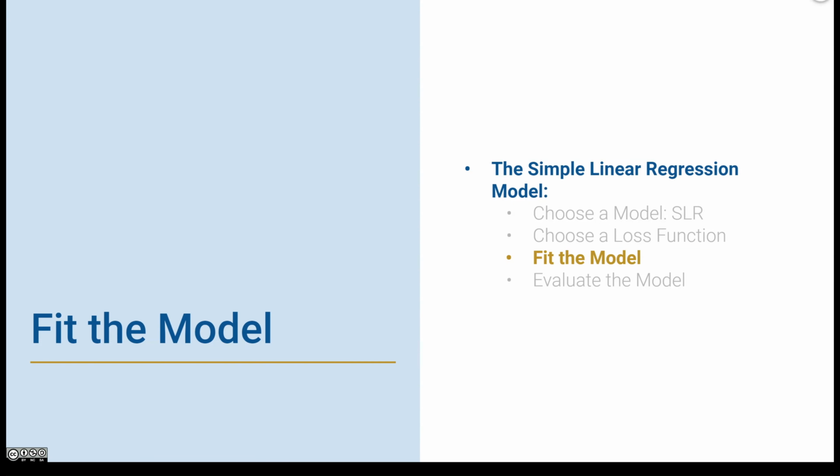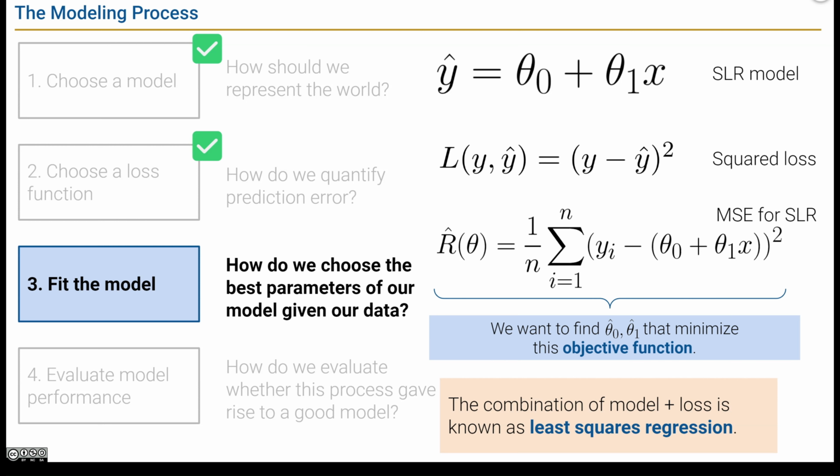Now we're ready to fit the simple linear regression model. Just to recap where we left off, we are trying to find the theta parameters, in this case the slope and intercept, that minimize this mean squared error.